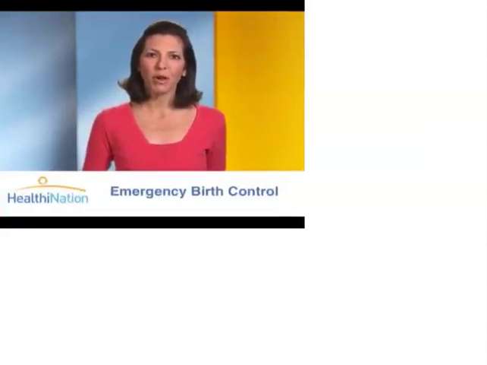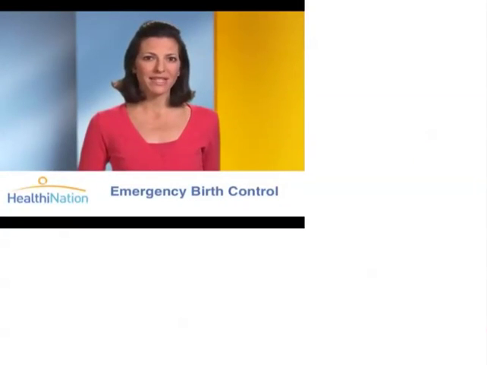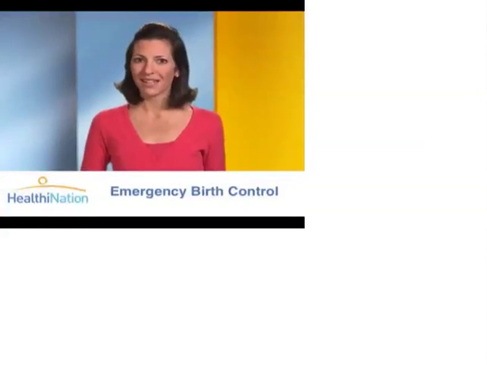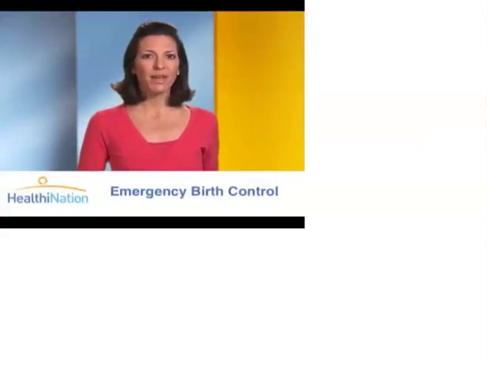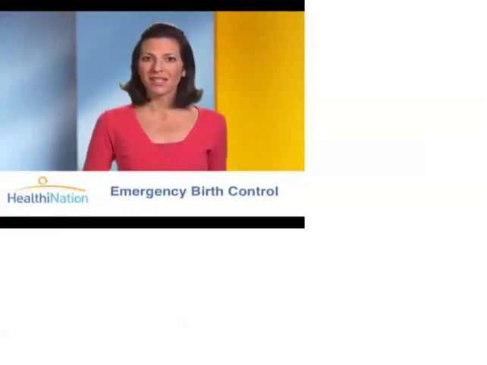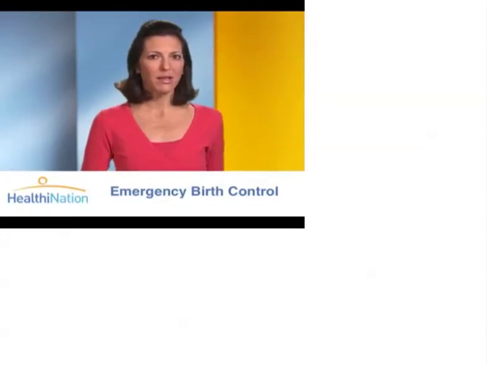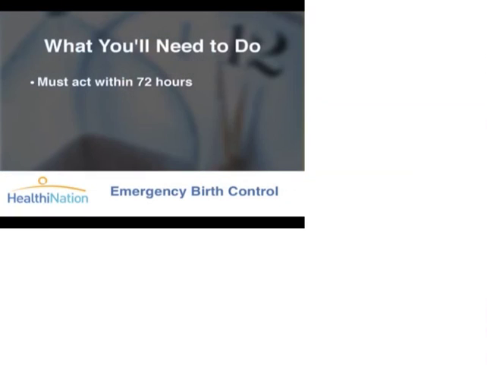Emergency birth control are methods used for preventing pregnancy after a contraceptive method fails or after unprotected sex. It prevents pregnancy by inhibiting ovulation, fertilization, or implantation. The key is timeliness, because emergency methods cannot prevent a pregnancy once it has begun. You'll need to act within 72 hours following unprotected sex for emergency birth control to be effective.